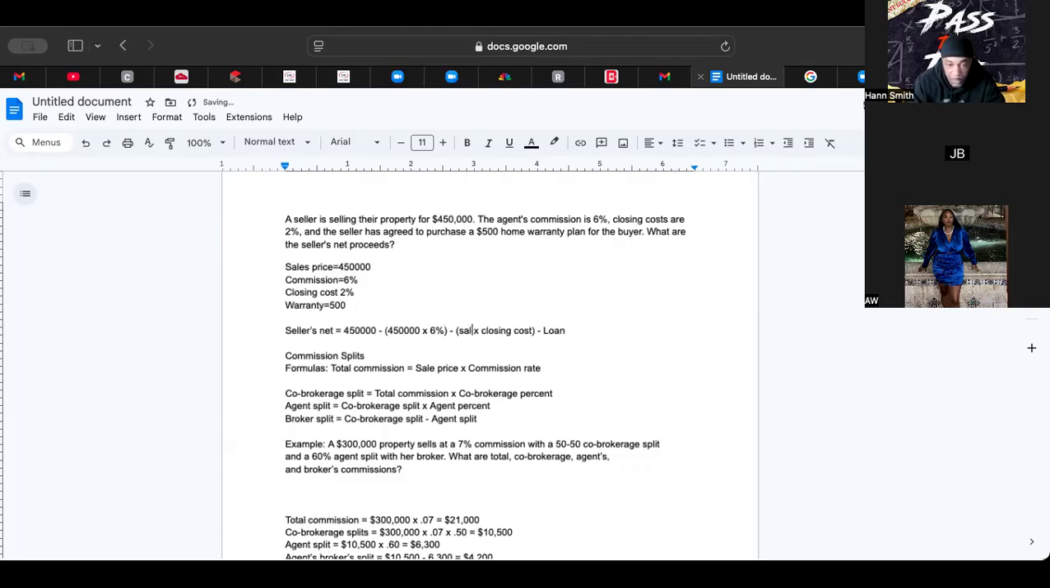Sales price right here times the closing cost. They said 2%. All I'm doing is using these things that we unpacked in the question and plugging them in. This is 2%. And then the loan amount, there's no loan amount, but there is a warranty. So we're gonna write warranty here.